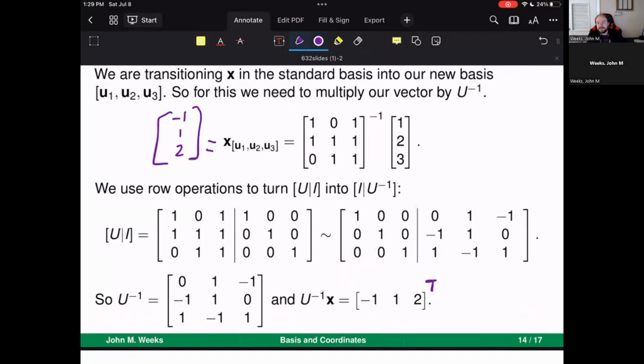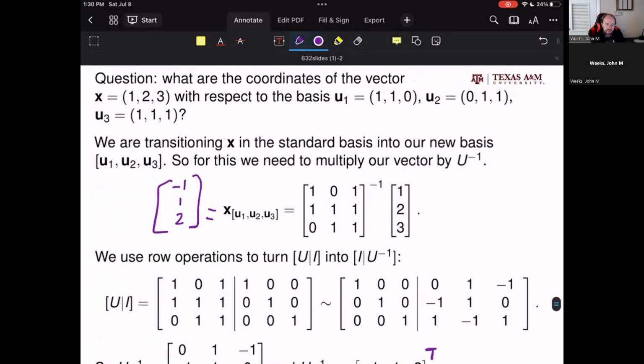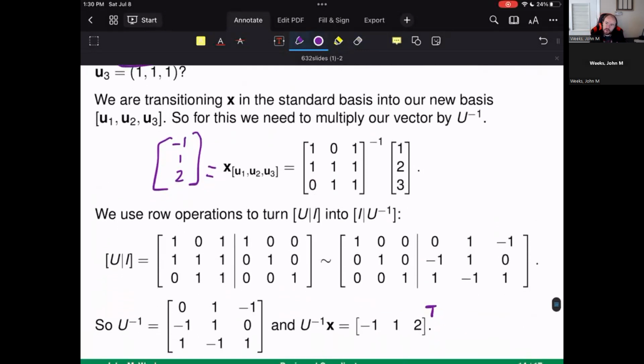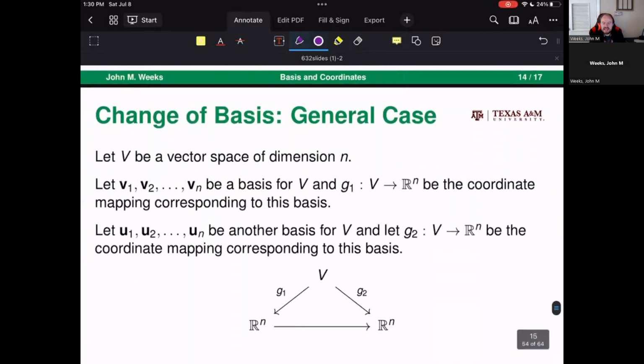We know now how many of each, what scalar multiple of each vector we need to add together in order to get the vector 1, 2, 3. Okay. So this is the process of going through and doing change of basis in terms of Rn.